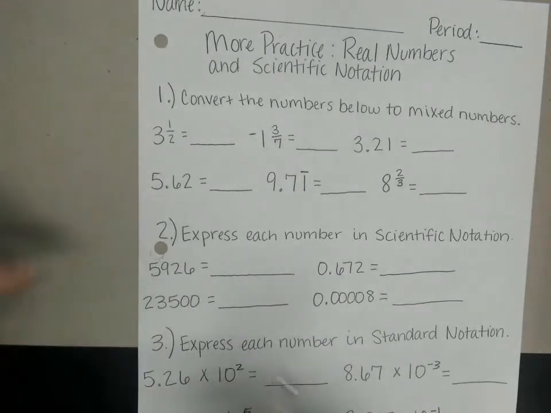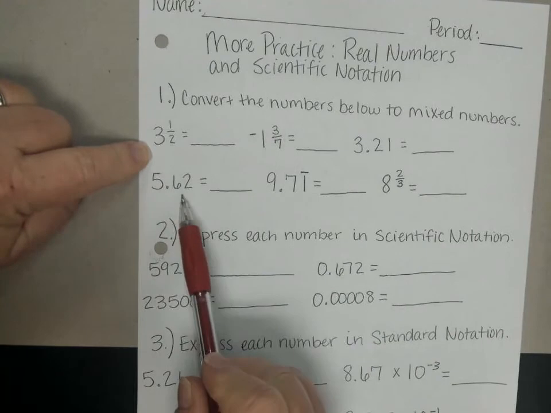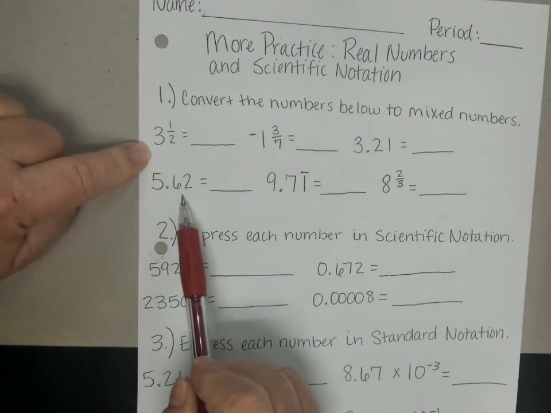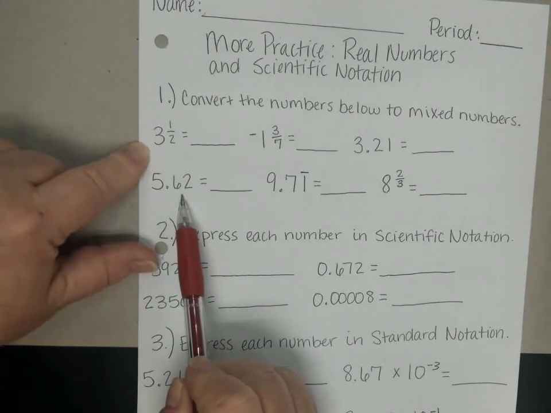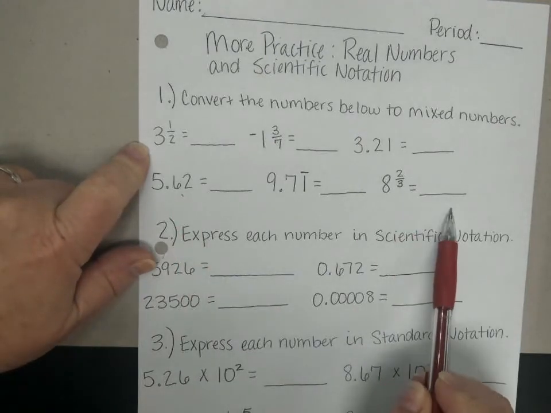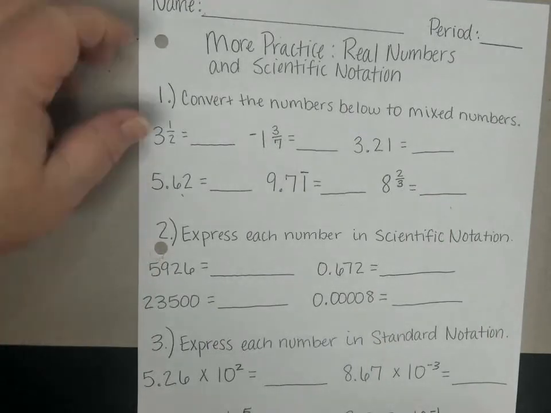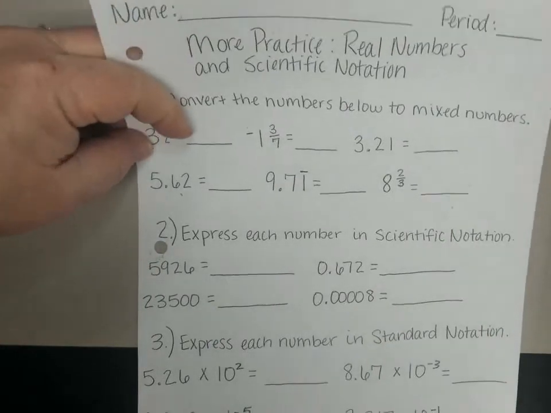So if you see a fraction, we're wanting a decimal. If you're seeing a decimal, we're wanting you to convert it to a fraction. FYI, okay? So if you see a fraction, we want a decimal. If you see a decimal, we want a fraction. So make sure you understand that information.